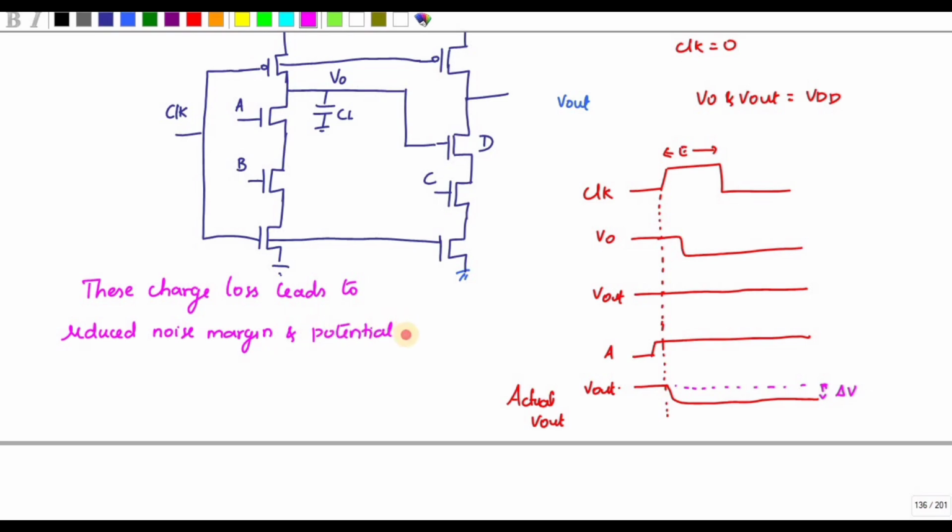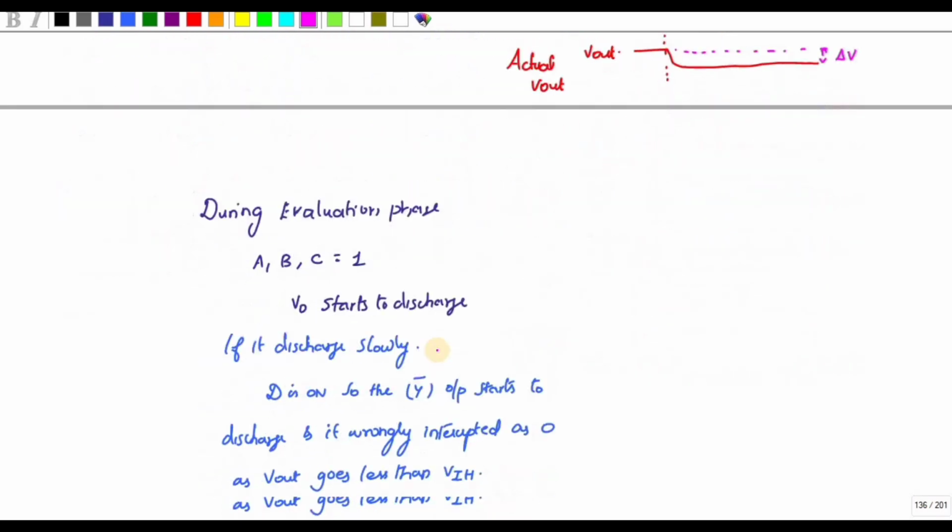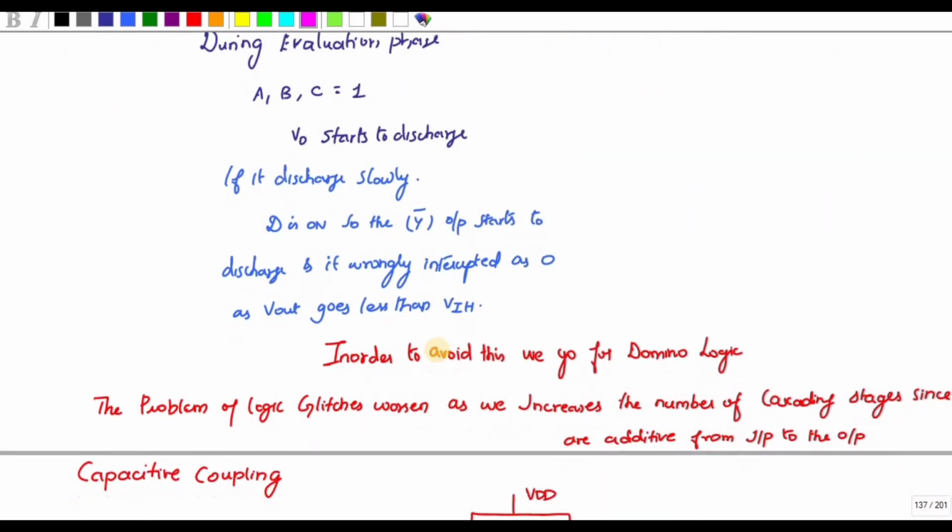So in order to avoid this problem, we are going for the domino logic. And if you see, if I cascade more transistors like this, it will tend to produce more glitches. The problem gets worse because the delays are additive from the input to output.